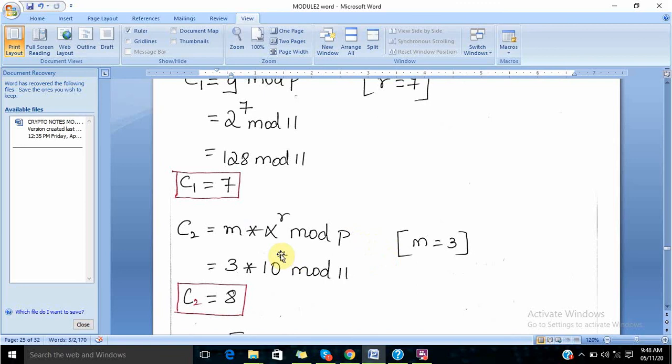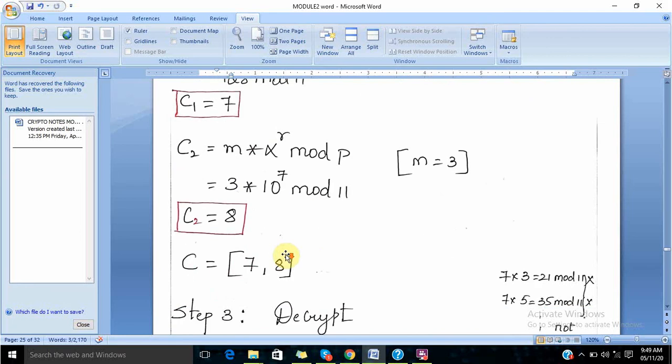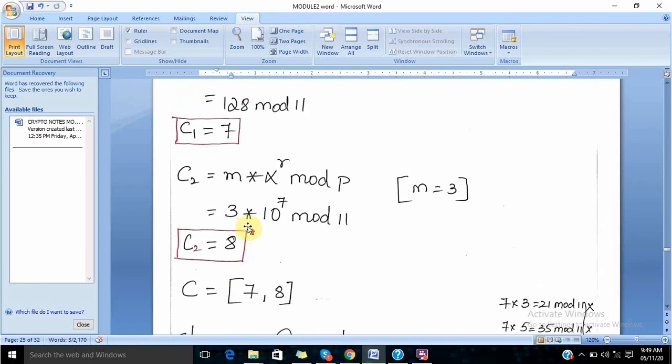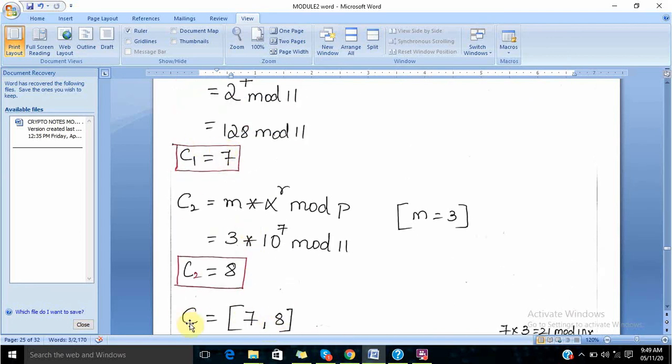We had already discussed this while we were studying the concept. So we get C1 and C2. C is nothing but a combination of C1 and C2, so C is equal to C1, C2.